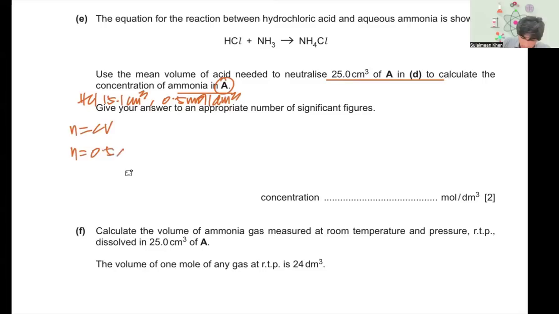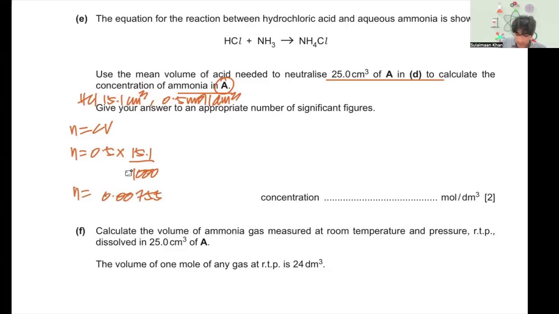Concentration is 0.5, volume is 15.1, but please realize that these units are not the same. One is cm cube, one is dm cube. Dm cube is basically liters, and cm cube is milliliters. So I have to convert the milliliters into liters by dividing by 1,000. That's it. And if these two units are the same, then you don't need to do anything because they cancel out. So what do we get? n is equal to 0.5 multiplied by 15.1 divided by 1,000. What do we get? 0.00755.